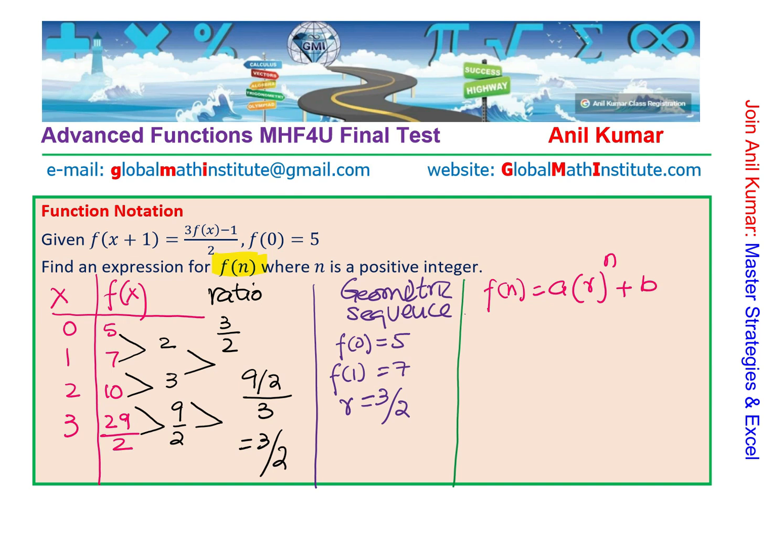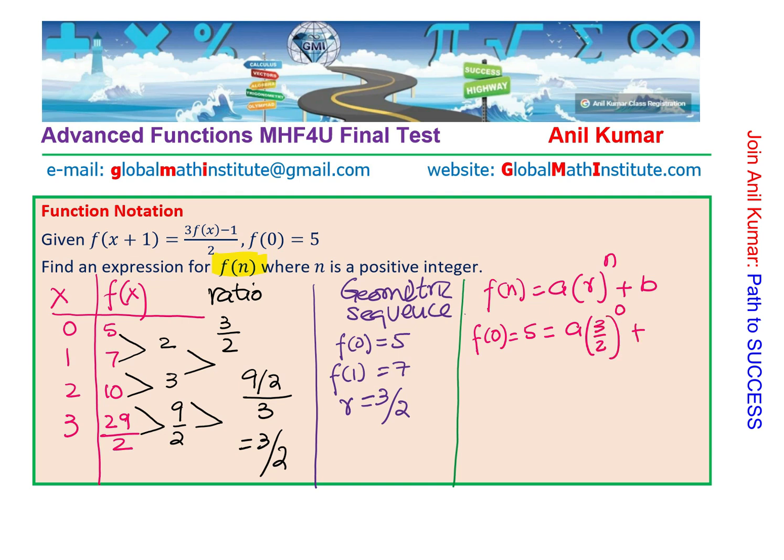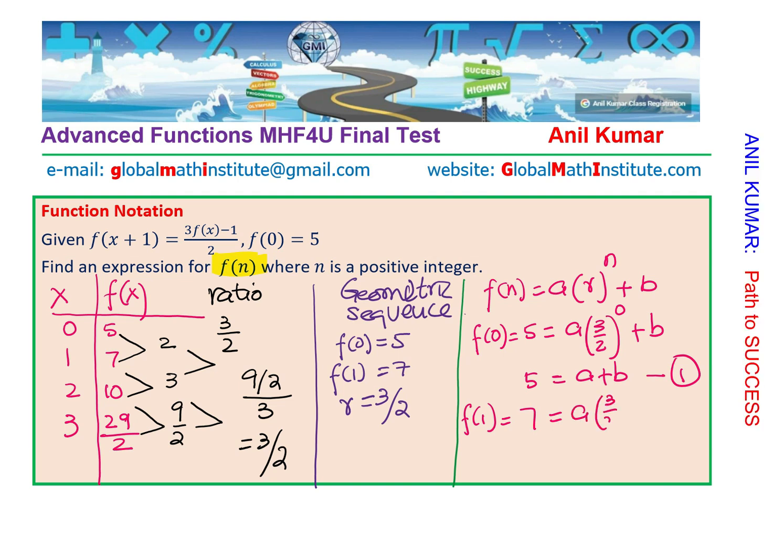Substituting 0 here, so n is 0. We get the value as 5 equals a times 3 by 2 to the power 0 plus b. So this means we get 5 equals a plus b. That is our equation number 1. And if I substitute 1 here, then f(1) is equal to 7, which is a times 3 by 2 to the power of 1 plus b. And that gives us the second equation as 7 equals 3 by 2 a plus b.